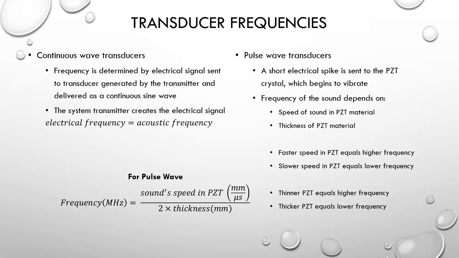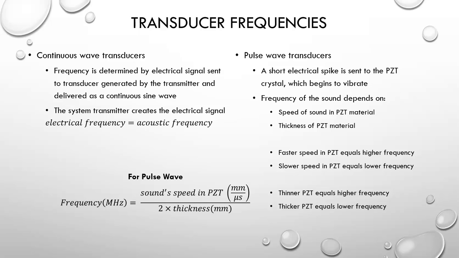Now let's talk about, very differently, pulse wave transducers, the ones that we use for imaging and for most of the Doppler work we do if we have a duplex image on the screen. Pulse wave transducers utilize a short electrical spike which is sent to the piezoelectric crystal, which then causes the crystal to vibrate. The frequency of that vibration depends on both the speed of sound in the piezoelectric material and the thickness of the piezoelectric material.